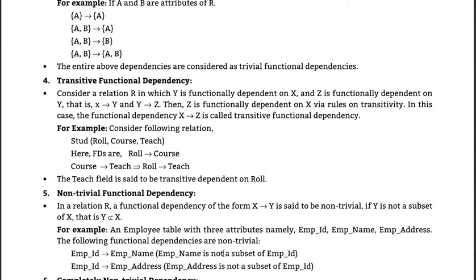Here one example is given. Consider the following relation student with attributes roll number, course and teach. These are the attributes of the student. Here the functional dependencies are roll number determines course, course determines teach. Now, what is the transitive functional dependency? Roll number determines teach. The teach field is said to be transitively dependent on roll number.